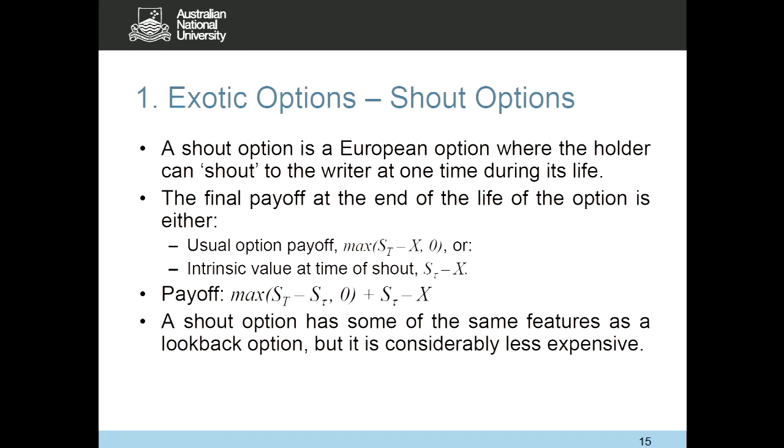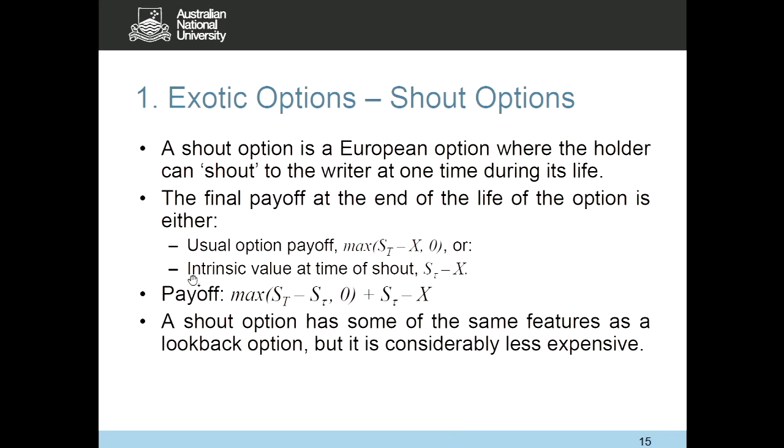Right, so the shout option is an interesting exotic option. The way a shout option works is there is a European option, and the holder of this European option can shout to the writer of the option once during the life of this option. So let me say this again. If you bought a shout option, you can shout out to the writer of this option only once during the life of this shout option. So at the end of the option life, the option holder would either end up with the usual payoff from a European option or an intrinsic value at the time of the shout, whichever is greater.